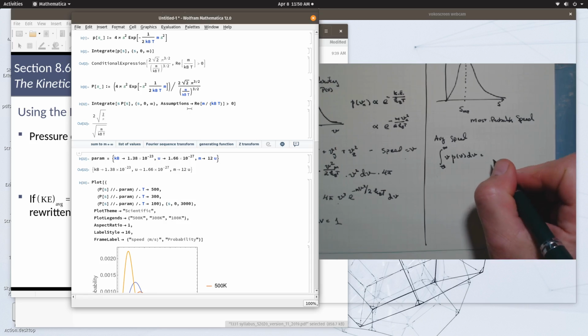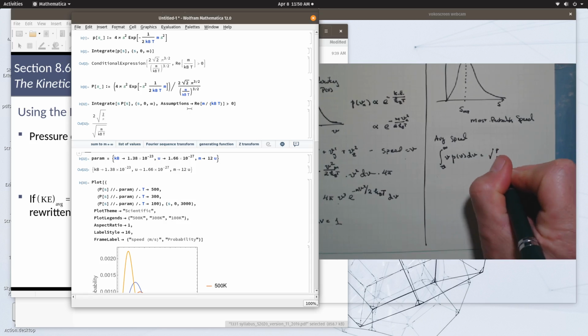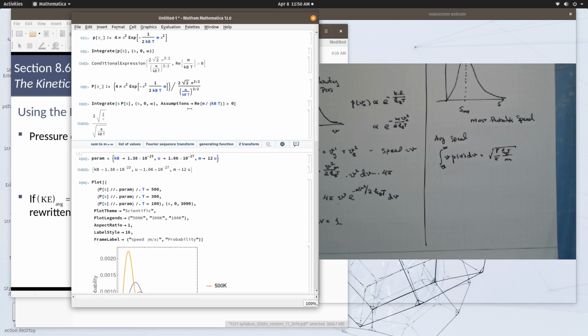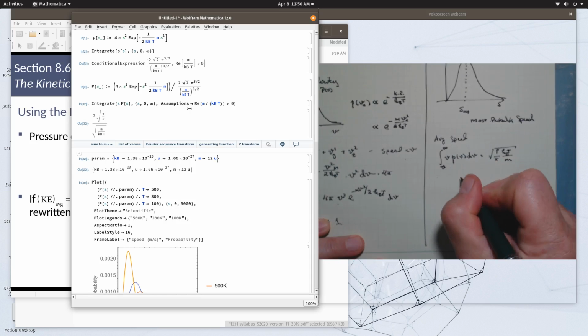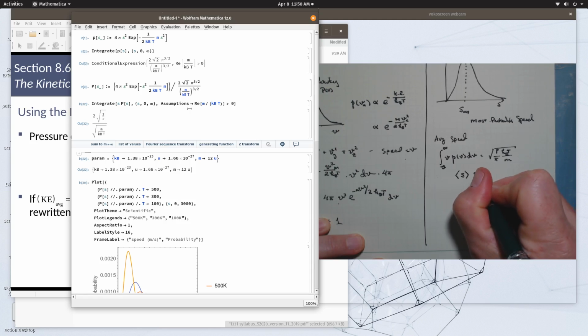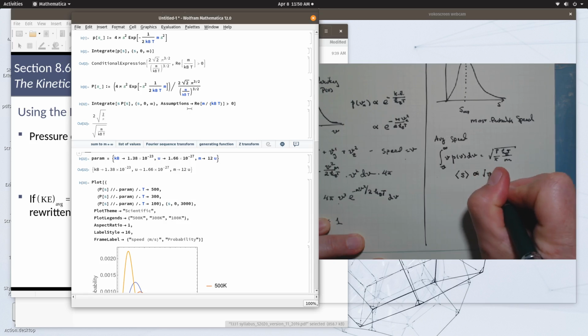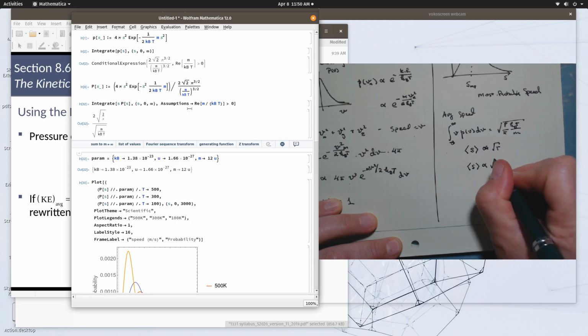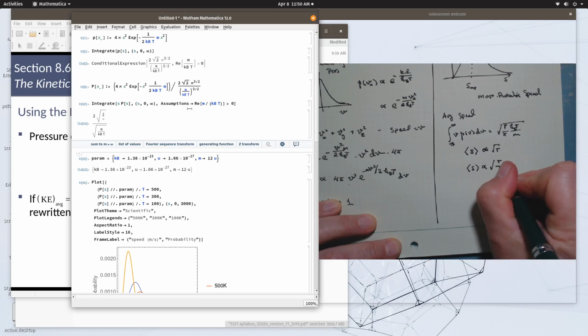This is equal to the square root of 8 over pi kT over the mass. Okay, so increasing the temperature increases the average speed, and it goes as the square root of the temperature. So if I want the average speed, it is now proportional to, let's write this as a constant of proportionality, the square root of the temperature. It's also, the average speed is proportional to, let's write it like this, temperature divided by the mass.